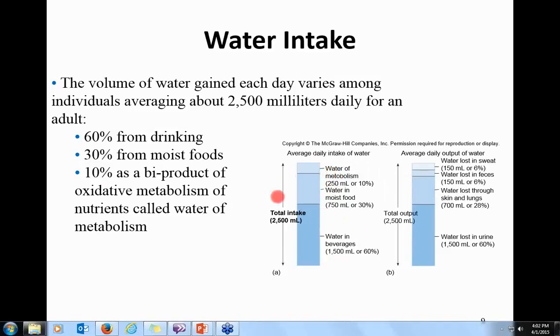And this is what this chart is showing you here, breaking it down. Notice on this table that the amount of output is equal, and we're going to talk about water output in the next slide.